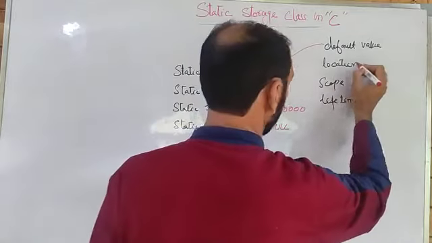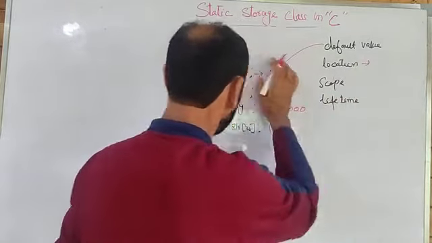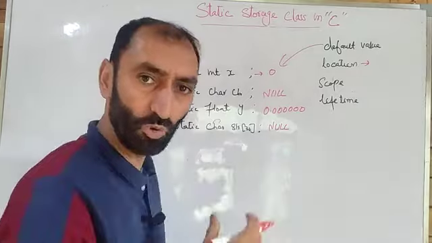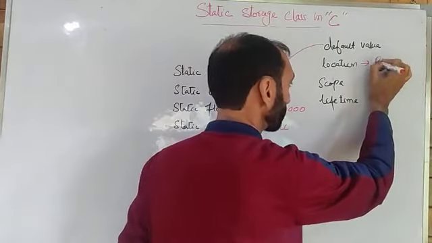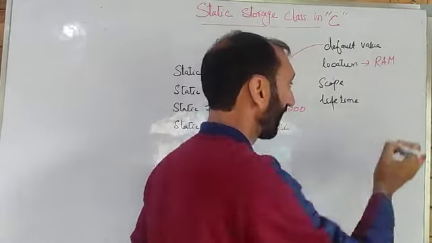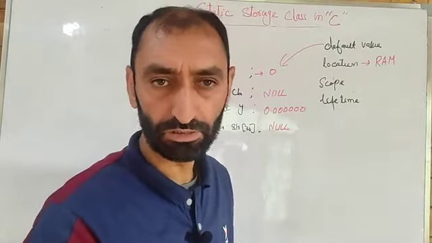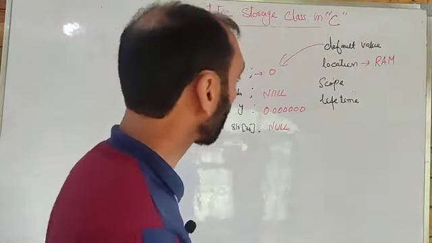Now the location. These variables are going to be stored in the RAM. That means location of these variables is RAM, or we can say primary memory. Okay. Third one, now scope.